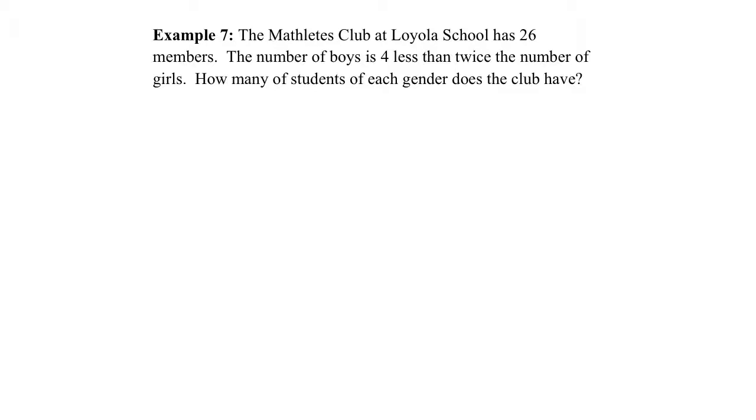Just an algebraic approach. Gus, what do you got? So I have 26 equals because there are 26 members, and that's the total. And then 2x because twice the number of girls. And I put x in the variable. And then minus 4.